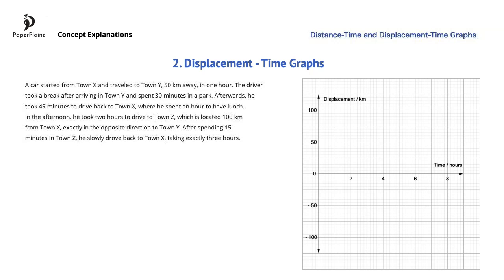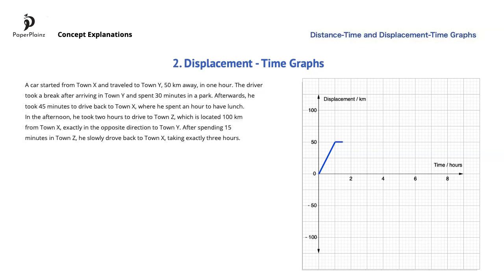Let's start drawing our graph. The car starts from town X and takes 1 hour to drive 50 kilometers. We said that in this question town Y would be in the positive direction, so the graph here looks like this. The driver spends 30 minutes in town Y, so there's no change in displacement, and the graph looks like this.